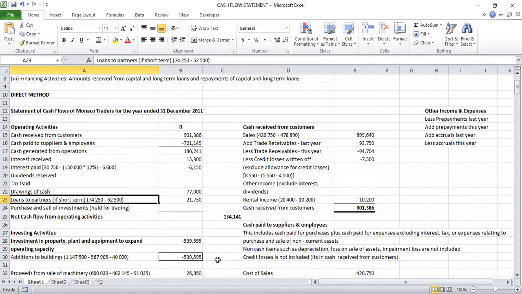But if they are long-term loans, then we can call them investing activities. Loans to, if they are short-term, it's operating. If they are long-term, it's investing activities. But loans from, it's financing activities. Any questions there?